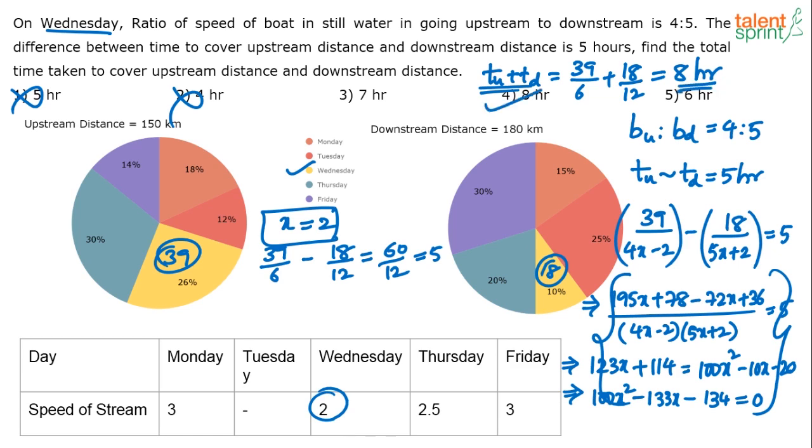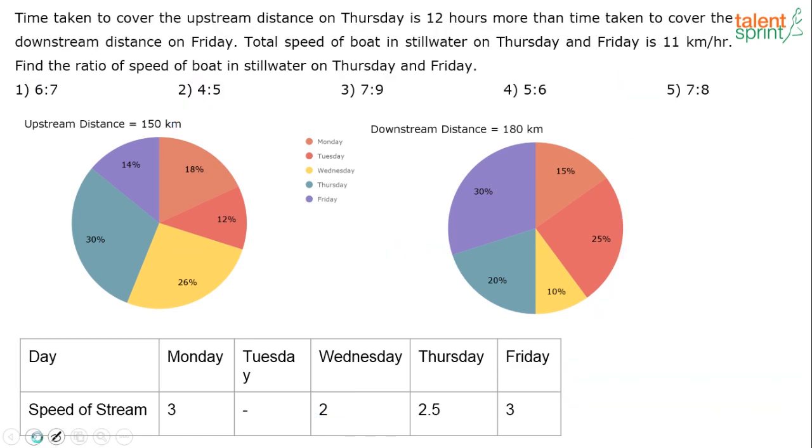Alright. Chalo, let me quickly move to the next one. I think the last question for this session today and also from this data interpretation set. See what it says. Time taken to cover the upstream distance on Thursday is 12 hours more than the time taken to cover the downstream distance on Friday. Total speed of boat in the still water on Thursday and Friday is 11 kilometers per hour. Find the ratio of speed of the boat in still water on Thursday and Friday.